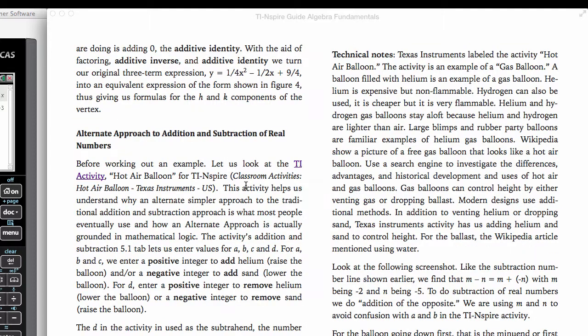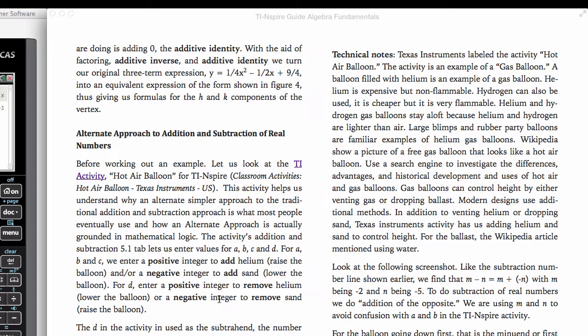The next thing we're going to do is look at another TI activity. If you follow these links, you can actually download the activity and add it to your calculator. We're going to take a look at what TI calls a hot air balloon. It's more like a gas balloon. So we're going to add helium to raise the balloon, and if it's a negative number, remove helium to lower the balloon.